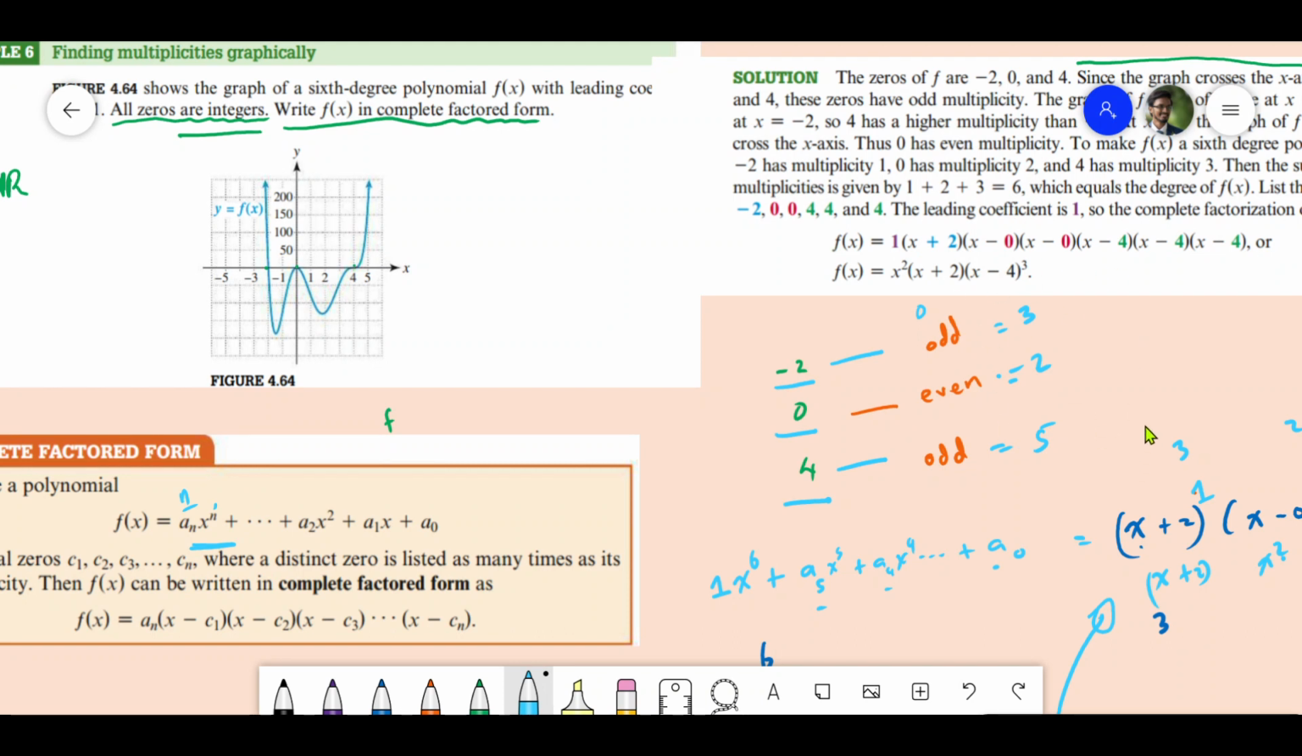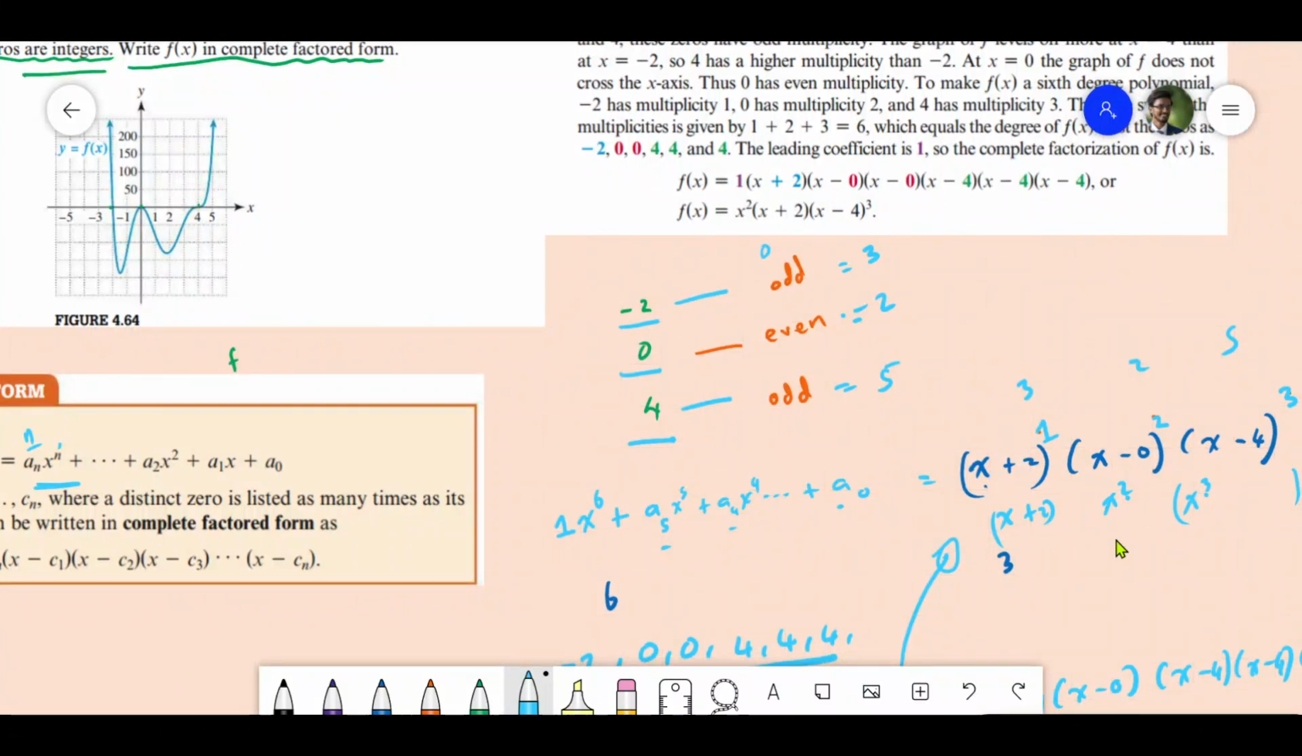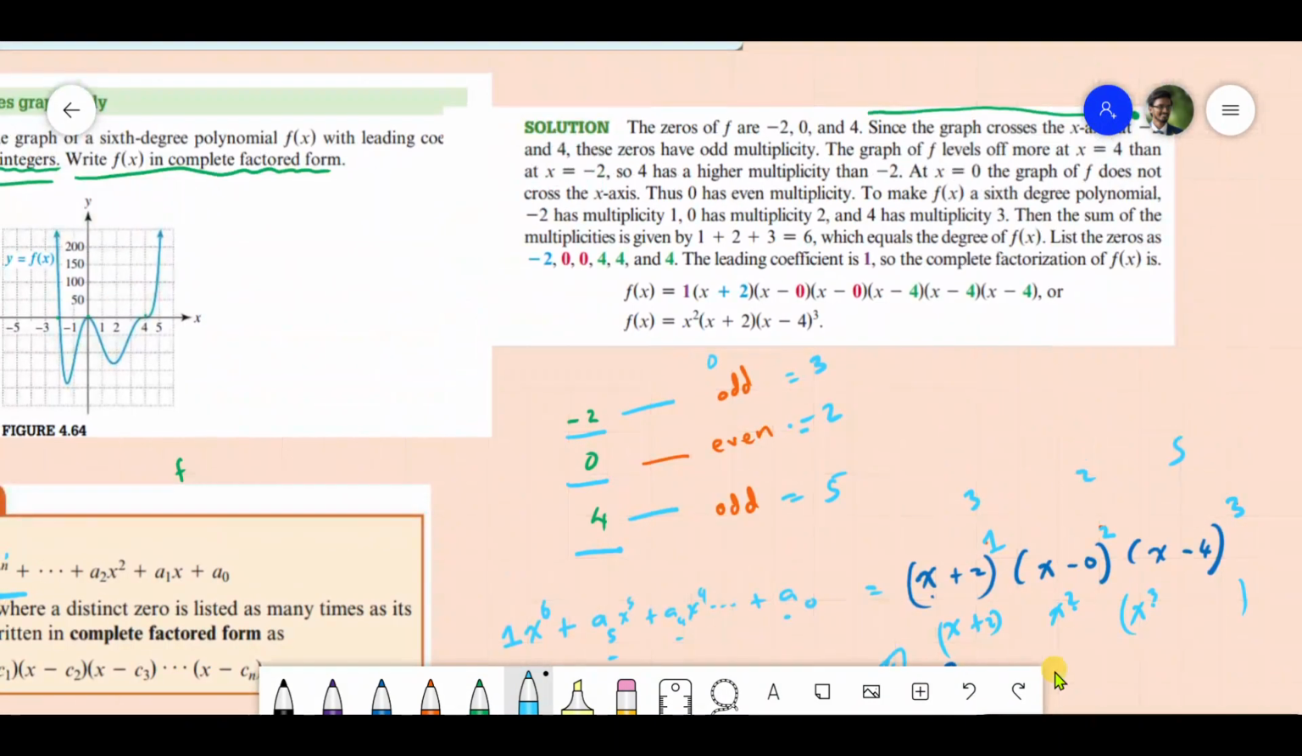So it must be this combination, and our polynomial is equal to this one. You can even multiply all these brackets and find the expanded equation for the polynomial.